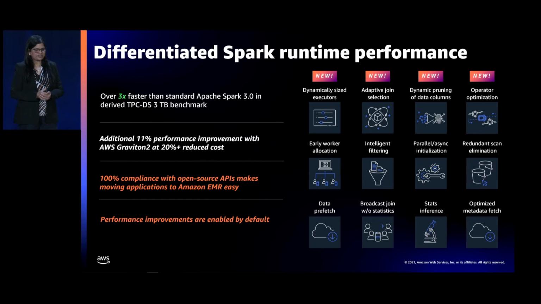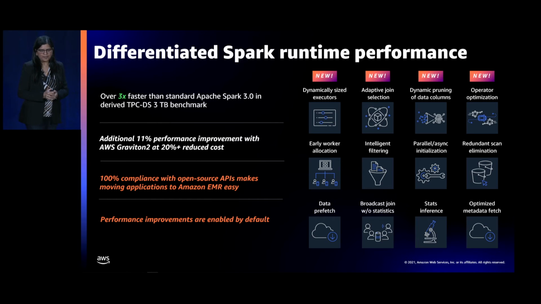So we did a TPCDS 3 terabyte benchmark and compared that to the standard Apache Spark. And that's where we learned that we get much faster performance than the standard Apache Spark 3.0 from this derived TPCDS test bench that we ran. So in order to bring out these performance enhancements, we have implemented a number of features within the Amazon EMR service that helped accelerate Spark for performance.